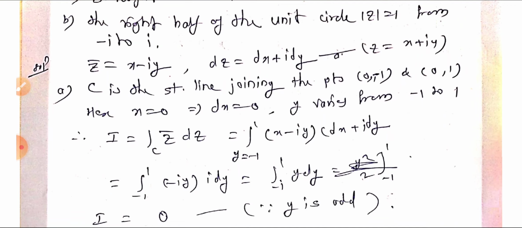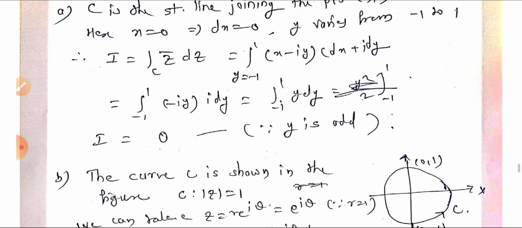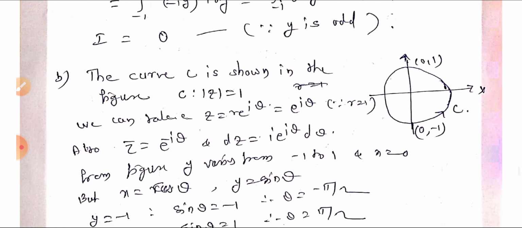Now the second one is the right half of the unit circle mod z equal to 1. Here mod z equal to 1 means the radius is 1, and the center should be the origin.